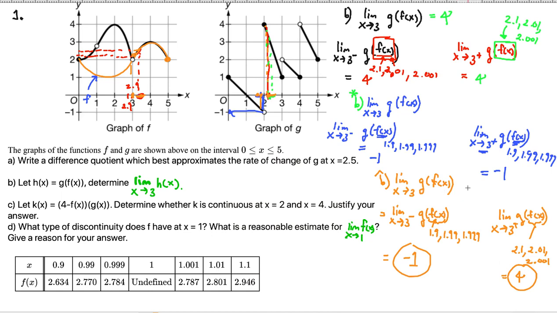So this limit as a whole does not exist. And then that is it.